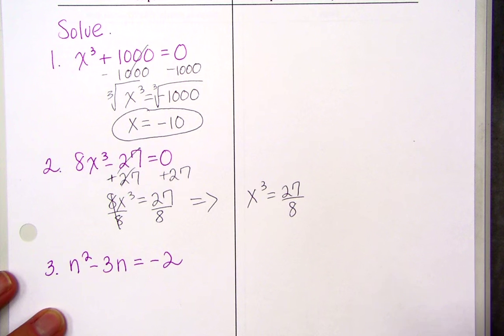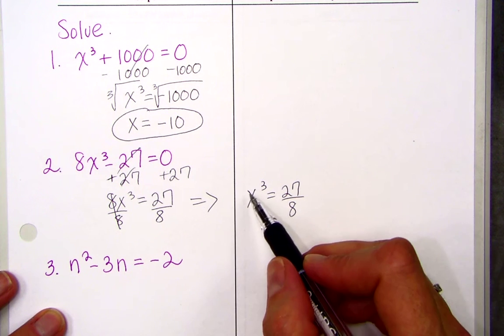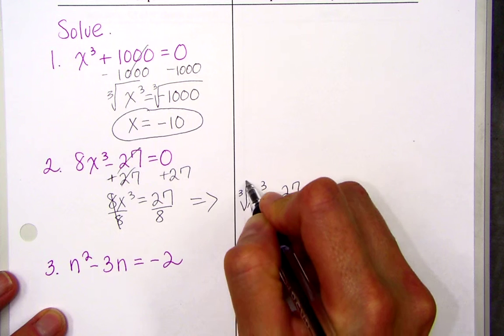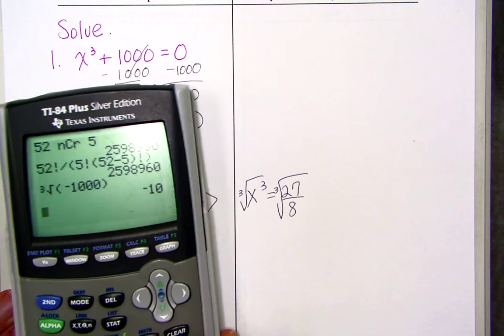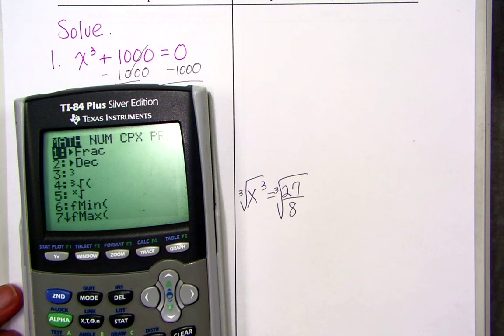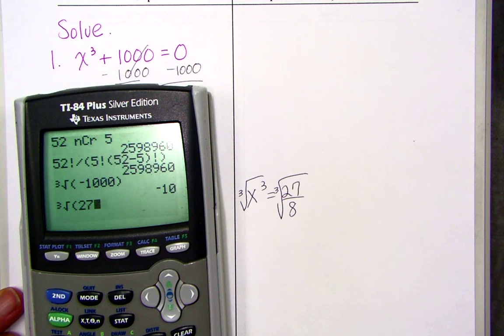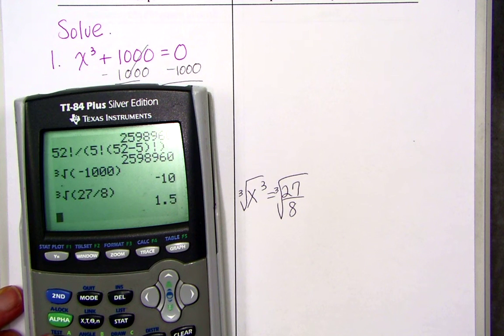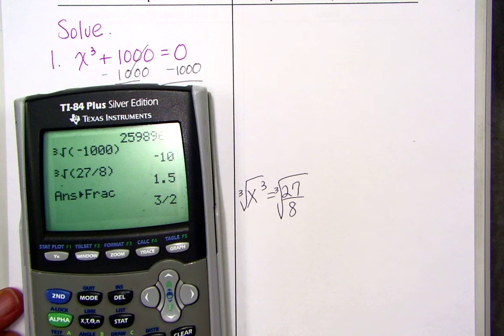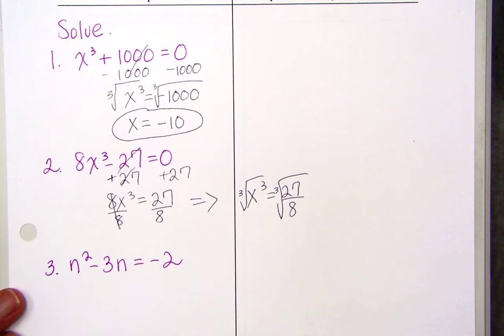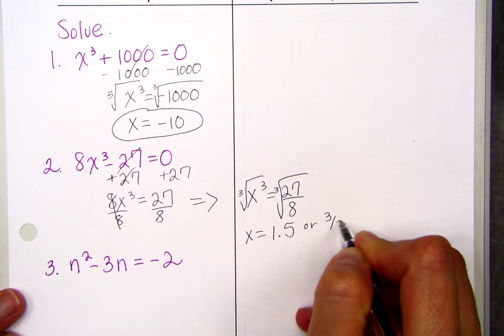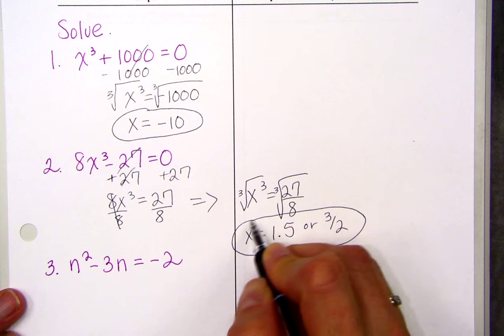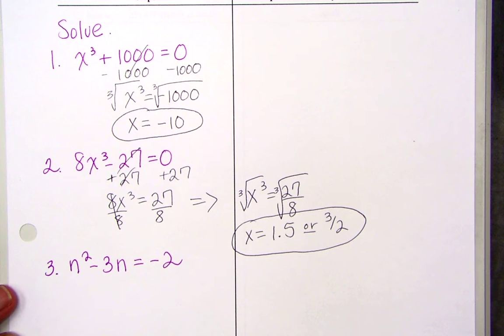I'm going to go ahead and leave that as a fraction. Once again, I've got a cubed, so I want to cube root that thing. And I can type it in just that way. Math, number 4, the cube root of 27/8. And I get 1.5, which is a fine answer, or 3/2 as a fraction. So x equals 1.5 or 3/2. Same answer, just two different forms. Again, one answer for this problem, like the first example we did.